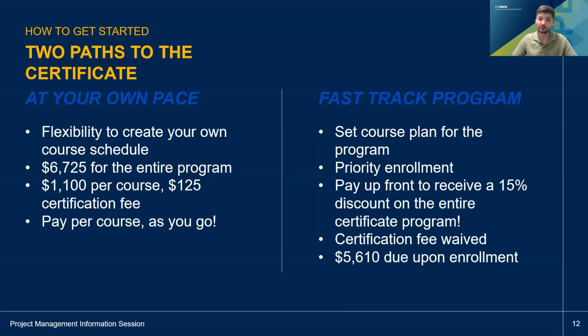The second path through our certificate is our Fast Track program. This program's for you if you are full speed ahead on getting your project management certificate. This path provides less flexibility with your time and course schedule because we're giving you an accelerated course schedule. You would need to complete 2 courses in summer quarter of 2025, 2 courses in fall quarter of 2025, 1 course in winter quarter of 2026, and finally take the last course in spring quarter of 2026.